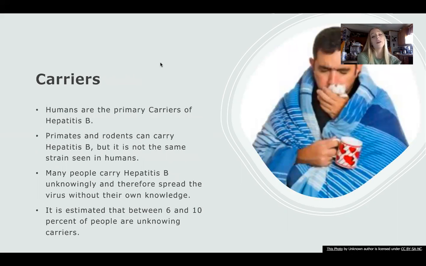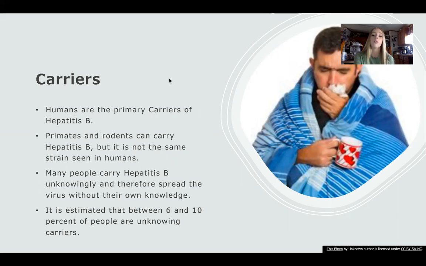Now, humans are the primary carriers of this virus. Animals such as rodents, woodchucks, primates, they can get a hepatitis B, but it's not the same strain. So you can't really spread it to them and they can't spread it to us, and they don't catch the same type of hepatitis B.